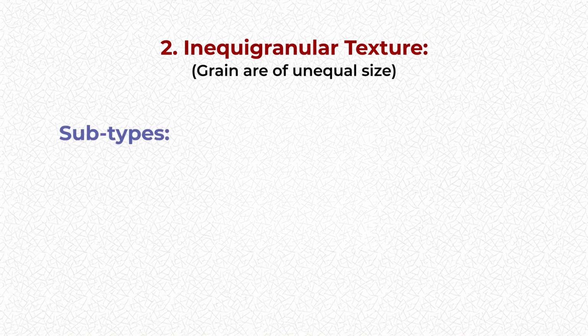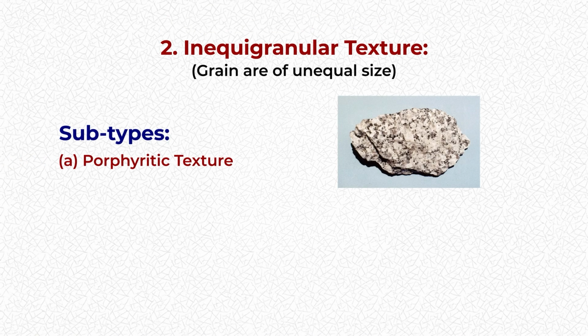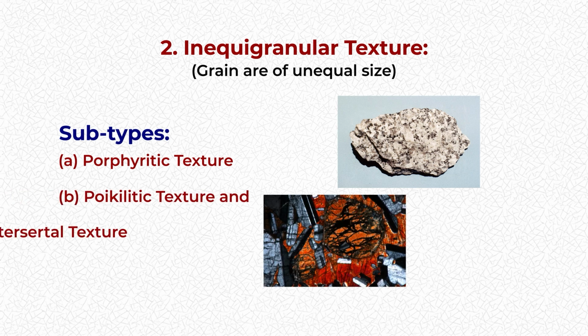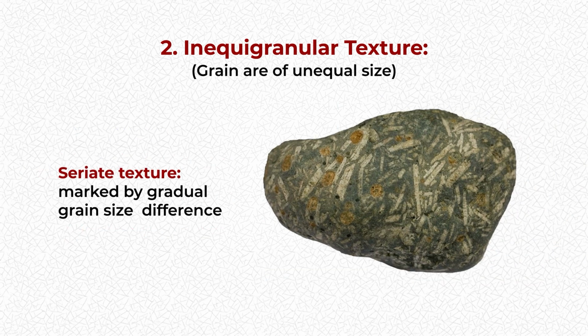Now the second category is inequigranular texture. The grains are of unequal size. This is contrasting to the first category. In the first category, all the grains are of almost equal size, but here there is a difference in grain size. There are three subtypes: porphyritic texture, poikilitic texture and intersertal texture. Seriate texture is also discussed in this category, and is marked by gradual grain size difference.